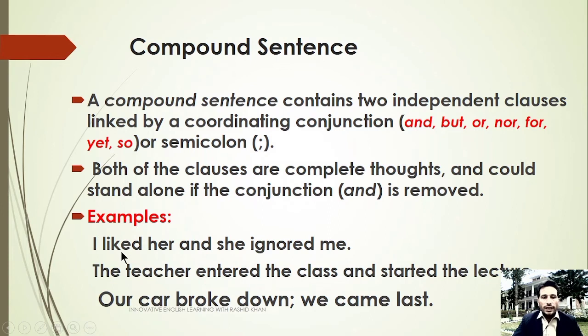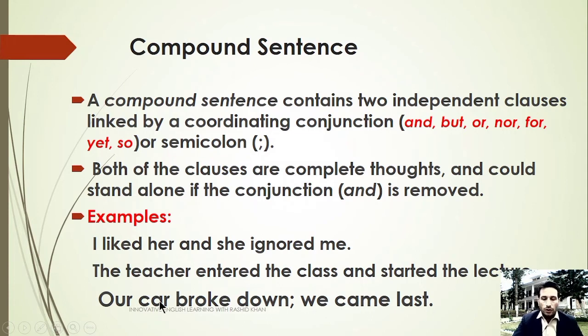For example, I liked her, and she ignored me. There are two independent clauses, but we join them with the help of and, it is a compound sentence. The teacher entered the class, that is one clause, and he started the lecture. Here he is hidden. So he started the lecture, that is another clause, and we join them with the help of and. So overall that is one compound sentence. Our car broke down; we came last. Our car broke down, and then we have a semicolon, we came last, that is another clause.